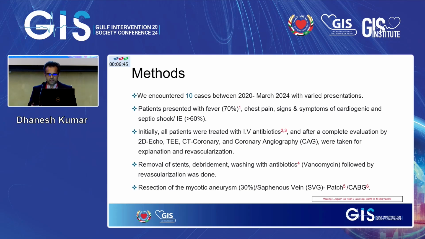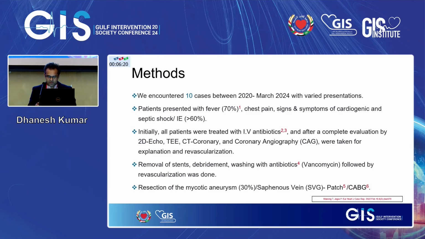Initially, all the patients were treated with IV antibiotics, and after complete evaluation with all kinds of scans, 2D echocardiography, and TE, they were taken for re-exploration and revascularization. So we removed the stents along with debridement of the abscess cavity, washed it with antibiotics such as vancomycin, and followed with CABG.